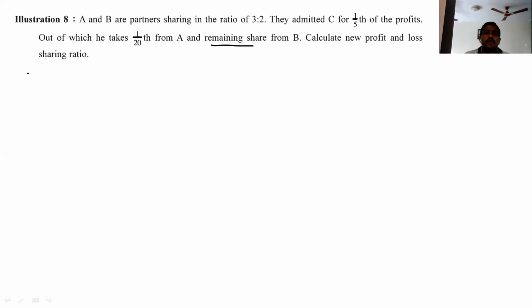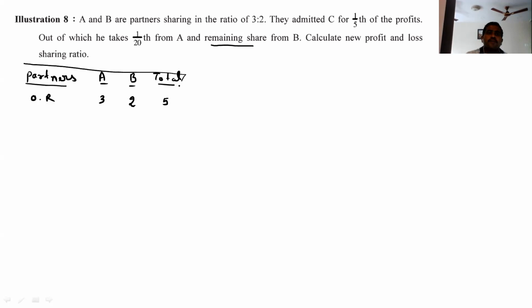First we write the name, partners. Names of the partners are A, B, and finally the total. Now, the given thing is the old ratio. What is the old ratio? 3, 2, and the total comes to 5. And now the point is, they admitted C. I'm just putting a bracket here, so we can bifurcate this one.